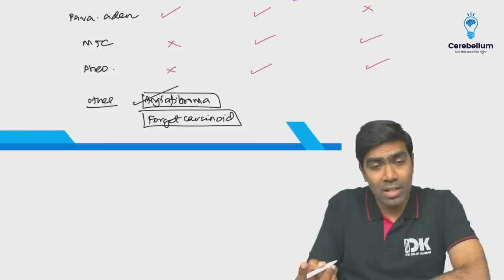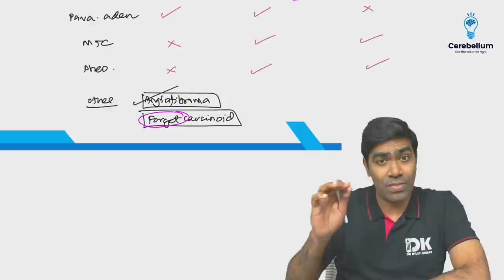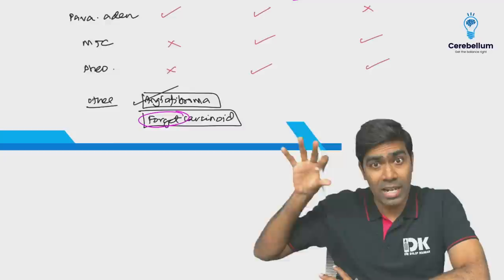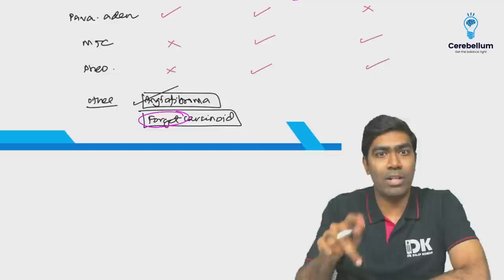But MEN1 syndrome patients tend to develop foregut carcinoids. That's very important. They can develop gastric, thymic or bronchial carcinoids. These are foregut structures. In sporadic carcinoids, in the general public, you get midgut carcinoids commonly, appendix and ileum. But in MEN syndrome, foregut carcinoids.